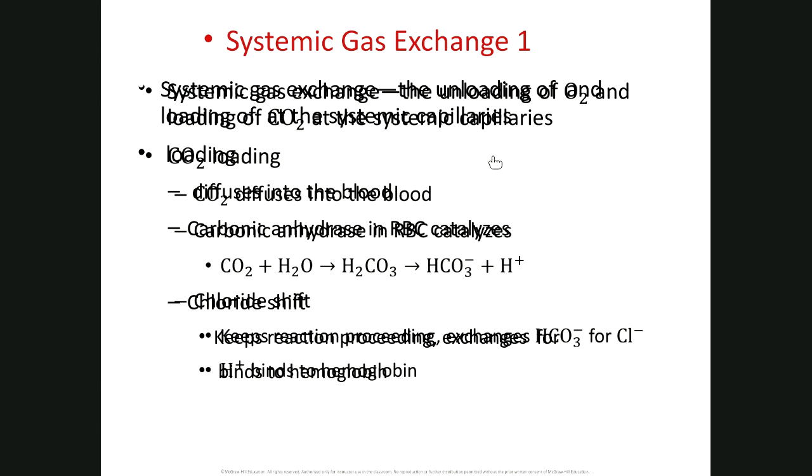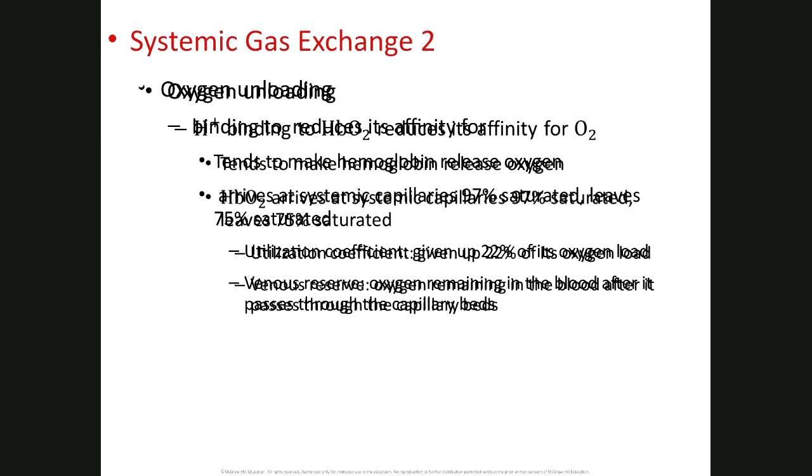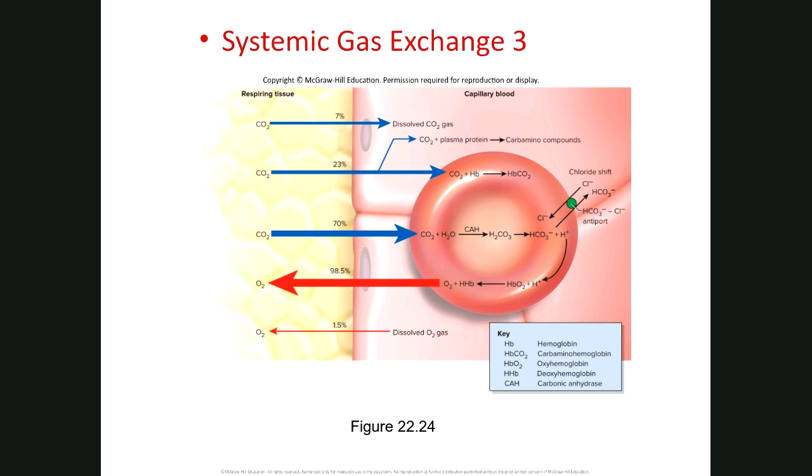This shows the carbonic anhydrase catalysis. Systemic gas exchange is when you unload oxygen and load carbon dioxide so you can get rid of that in normal inspiration and expiration. This is the same as the curve that we just described. So here's your red blood cell, right? And here's your respiratory tissue.